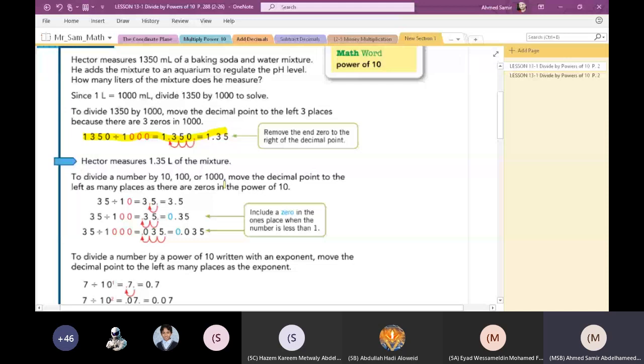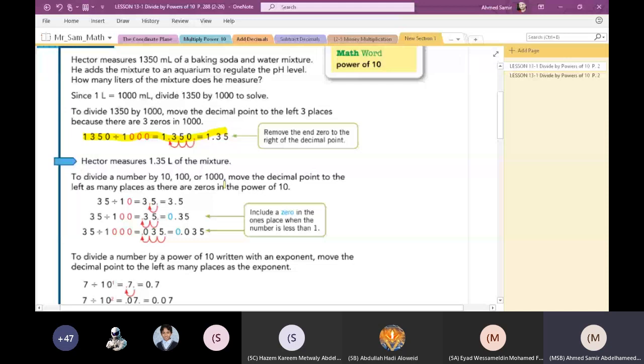Okay, moving on to the next example. Let's see this one. We have 35 divided by 10. So we're moving the decimal point to the left, 1 digit to the left. So from here to here. So this would be, as explained, 3.5.